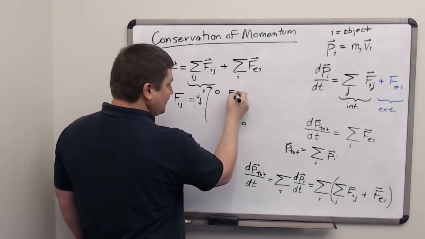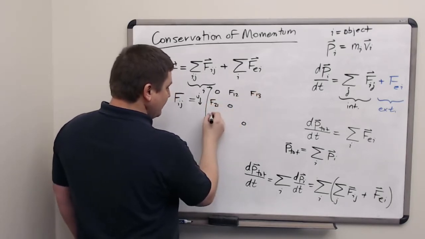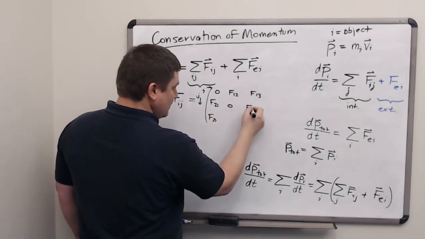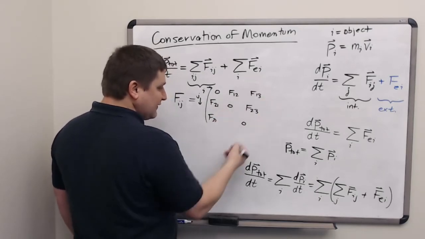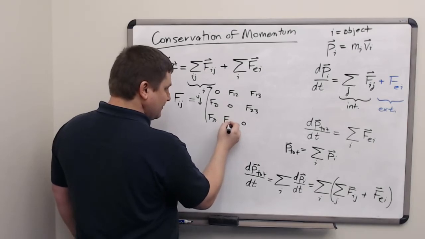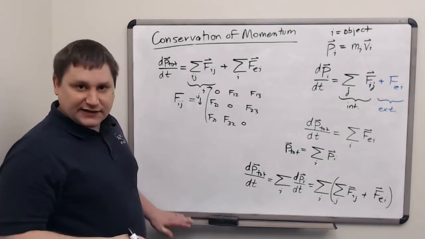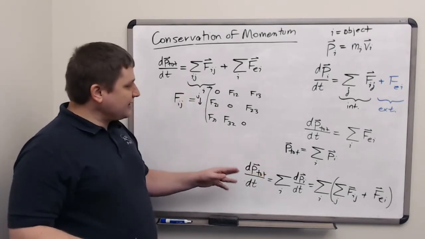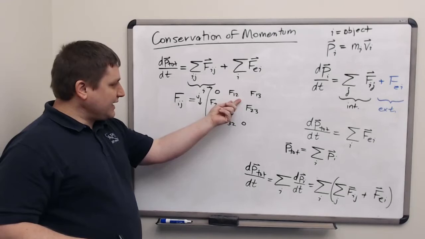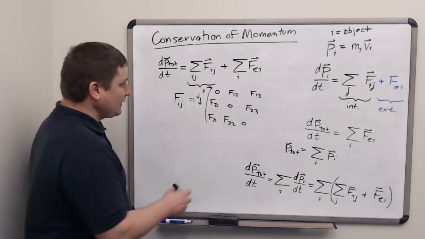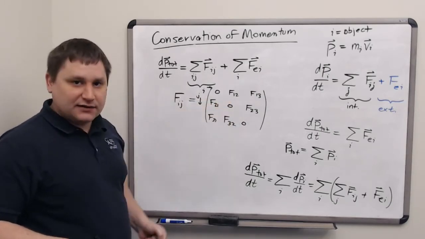So here would be F12, and here would be F21, and here would be F13, and here would be F31, and here would be F23. Row is for particle 2 feeling the force, the column is for particle 3 causing it, and here would be F32. And if we had more objects in the system, then we would just continue with this pattern. Zeros along the diagonal, and then this mirror image across from top right to bottom left. Now the sum here says we just have to add up every number in this grid, right?